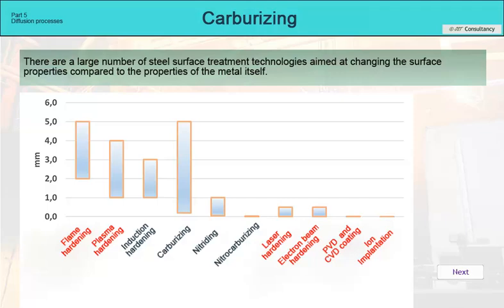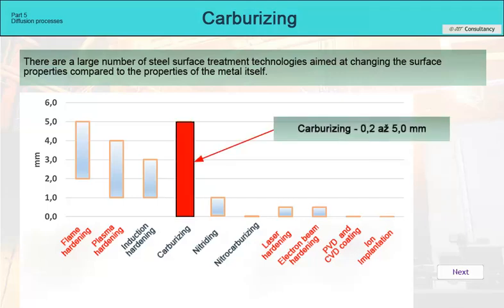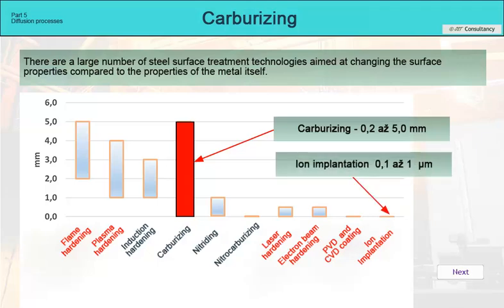As can be seen in this graph, in the case of carburizing, the range of usable depths is from 0.2 to 5 millimeters. The opposite is ion implantation, where we can talk about depths up to 1 micrometer. In terms of development trends, carburizing occupies the largest space.